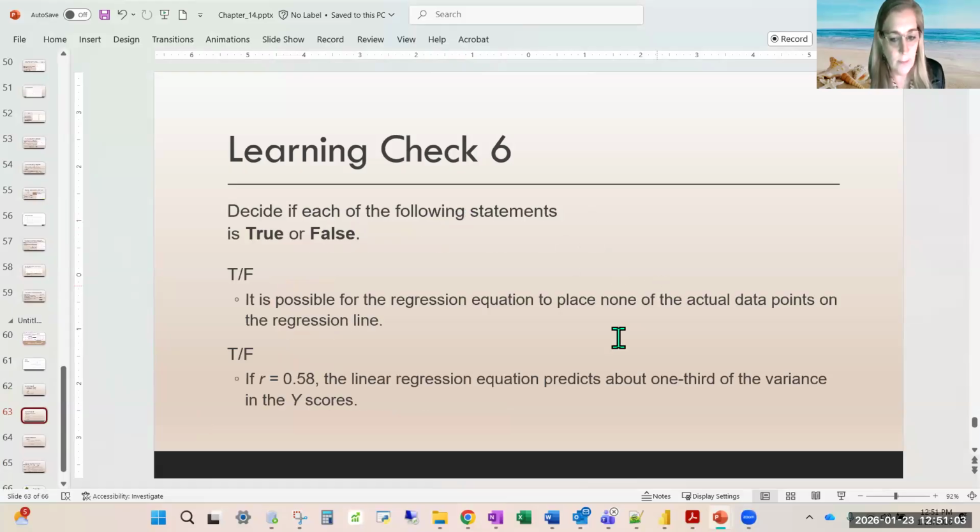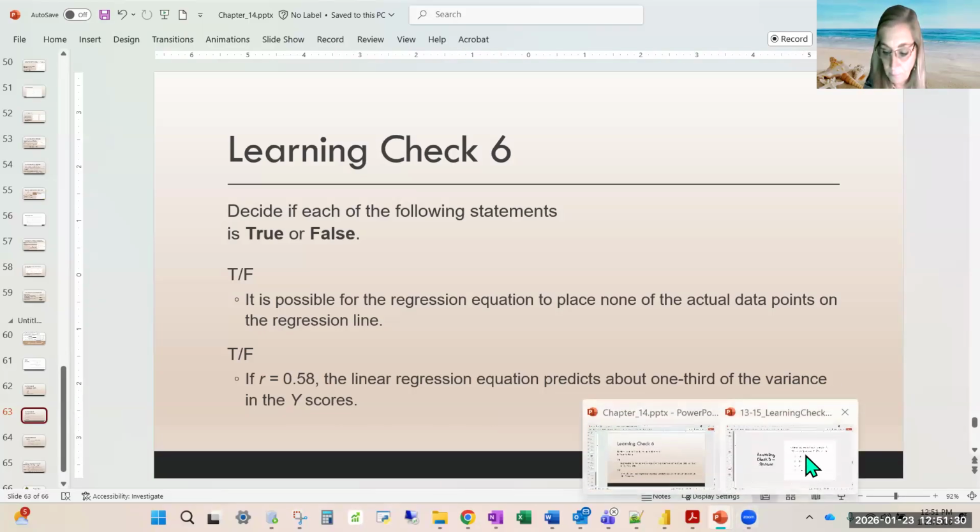All right. A little more practice. Is it true that it's possible for the regression equation to place none of the actual data points on the regression line? That's a good question. All right. Is it true that if R equals 0.58, the linear regression equation predicts about 1/3 of the variance in the y-scores? That's a good question too.